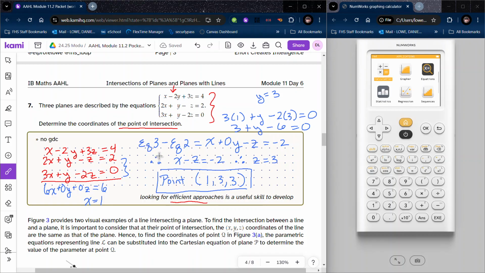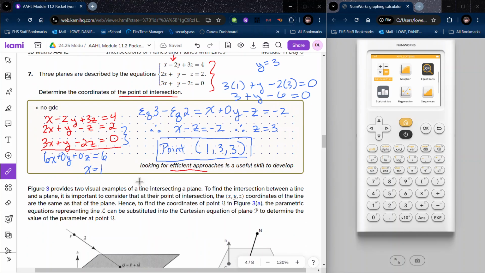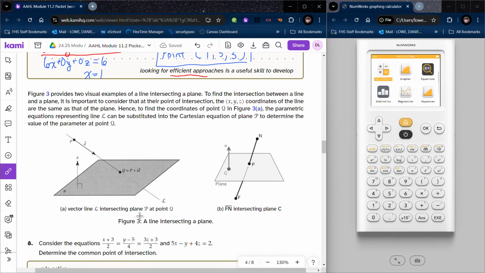All right, so continuing with our intersections. Here in figure 3, we have two visual examples of a line intersecting with a plane. So here's an example through a point P, a directional vector for a line L, and I intersect at point Q. And here's another example where I have a plane, and I happen to be intersecting this one at point P.